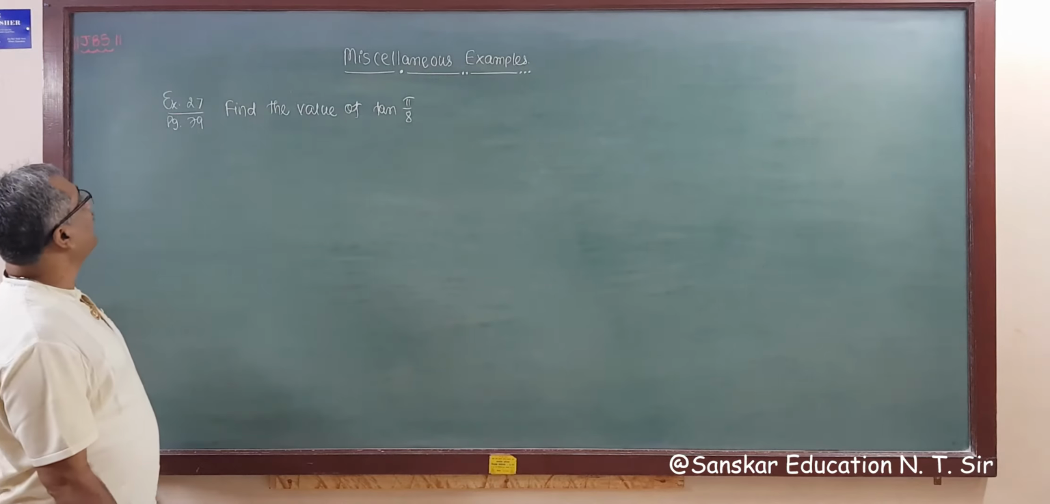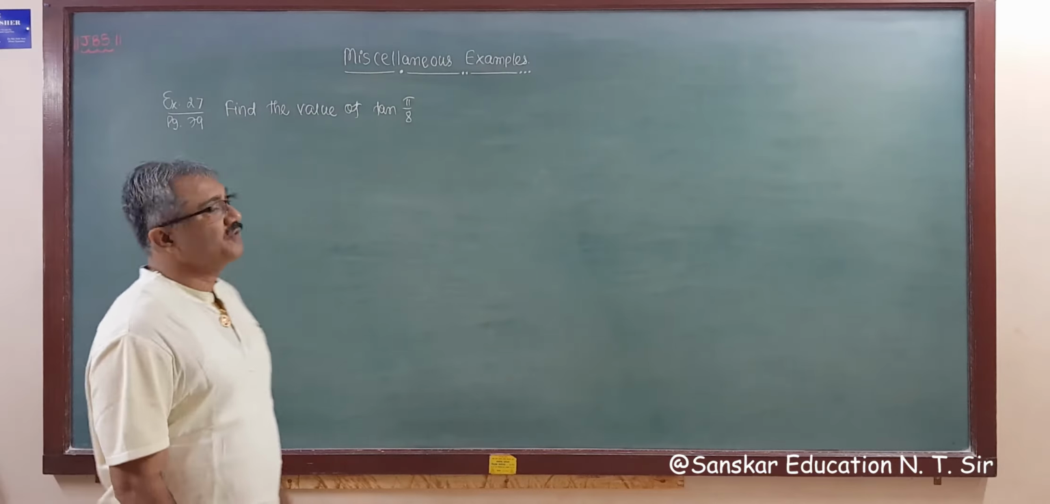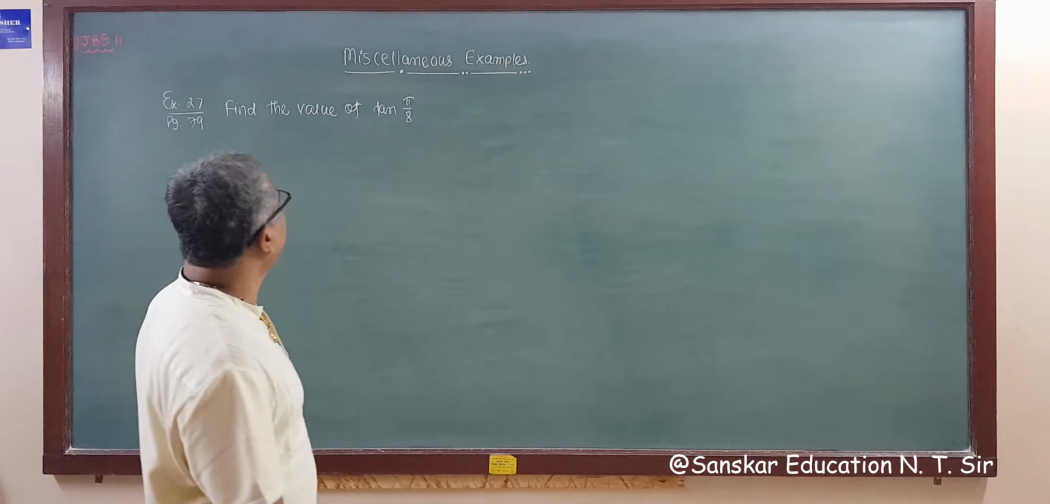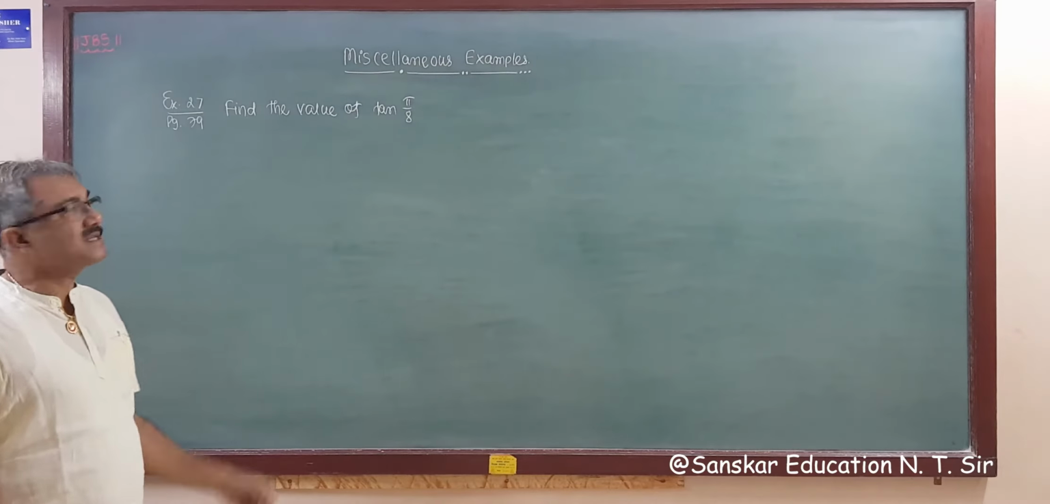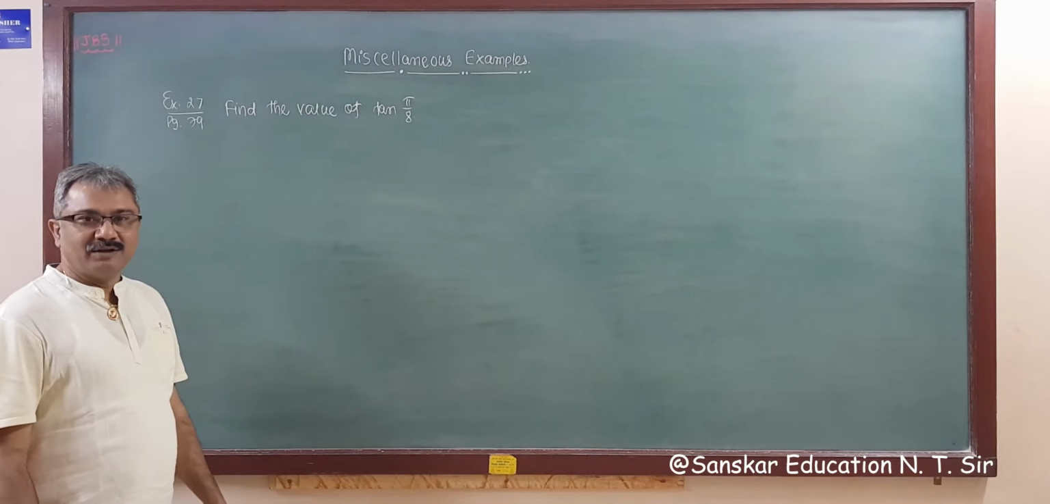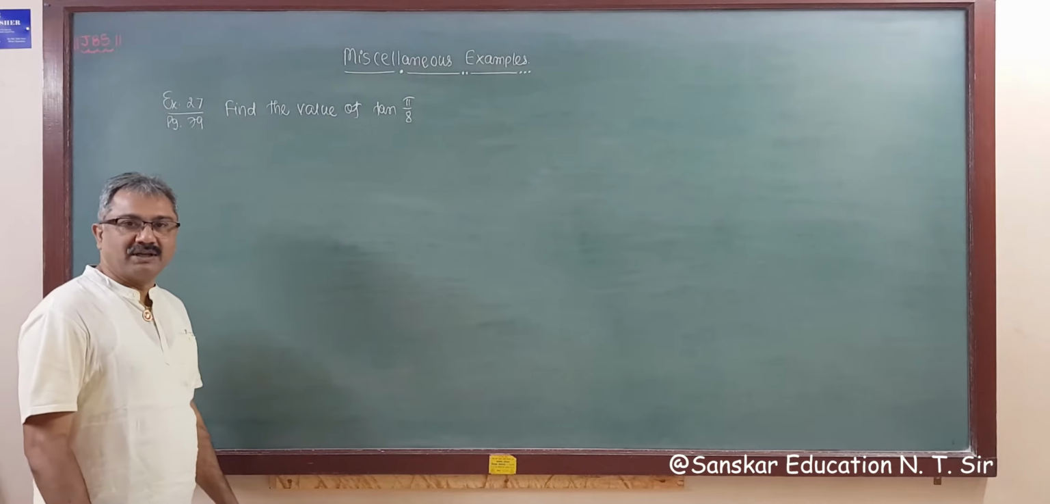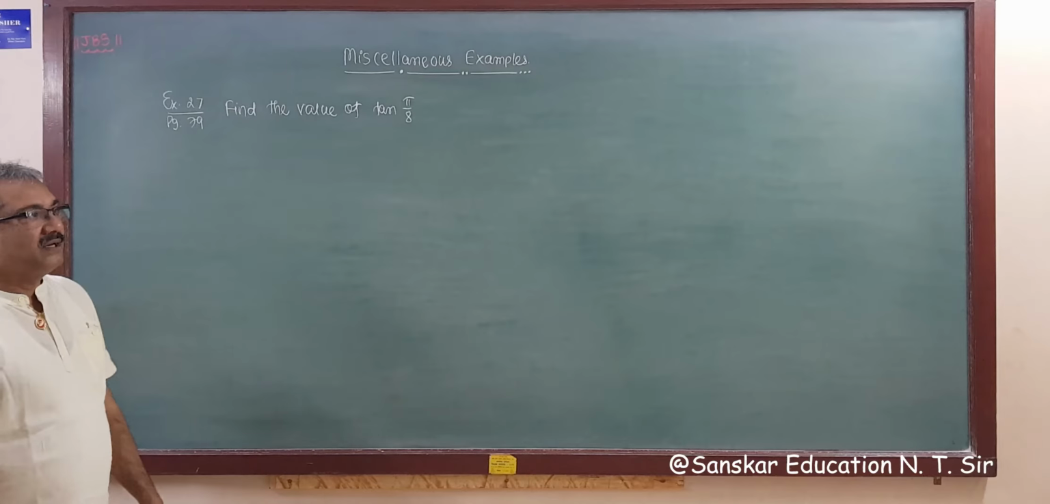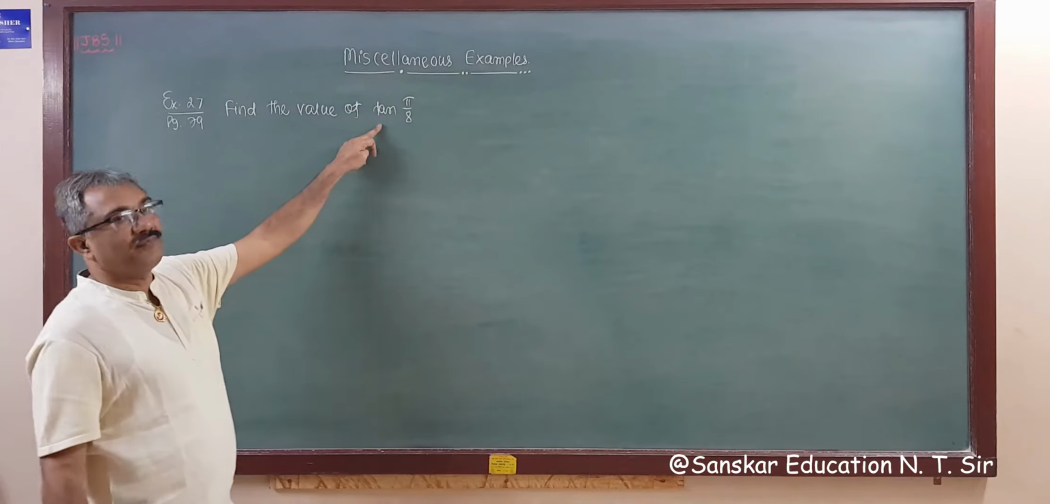So example number 27, page 29. Find the value of tan pi by 8. This is a new type of formula, right? We learn, but we never use this type of formula. We have the formula for tan square theta, right?